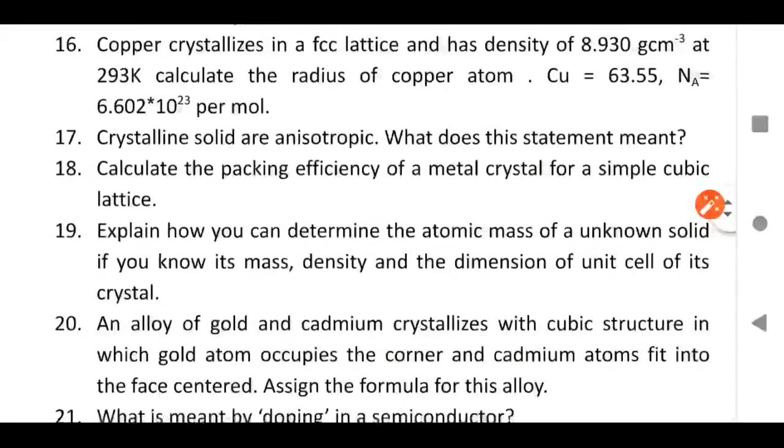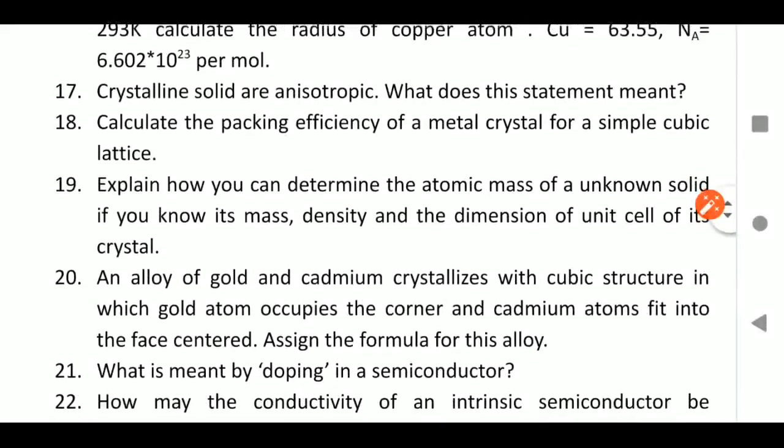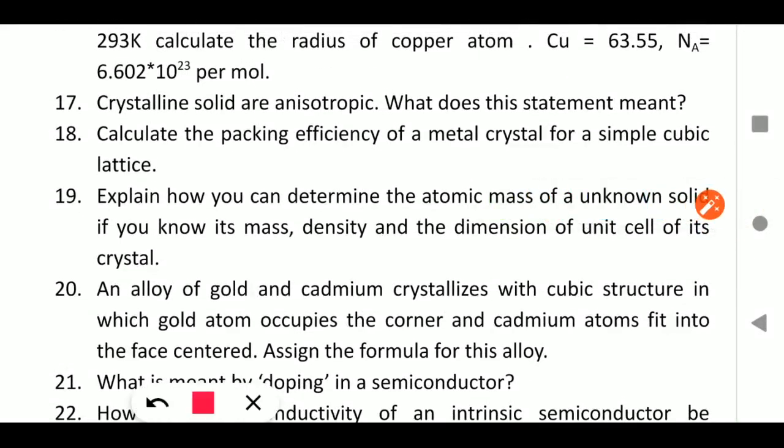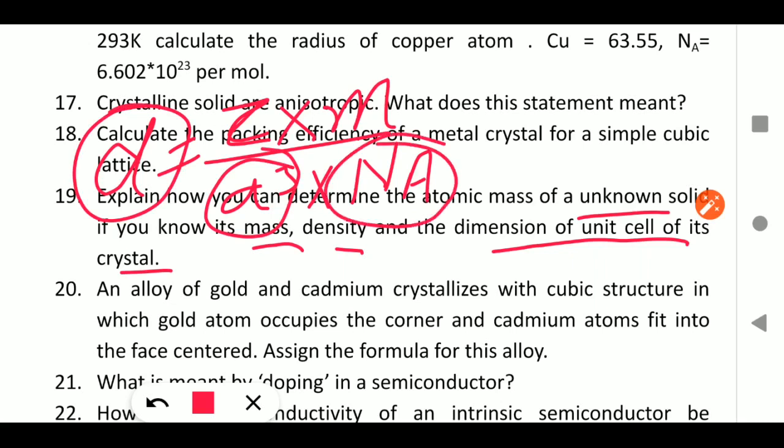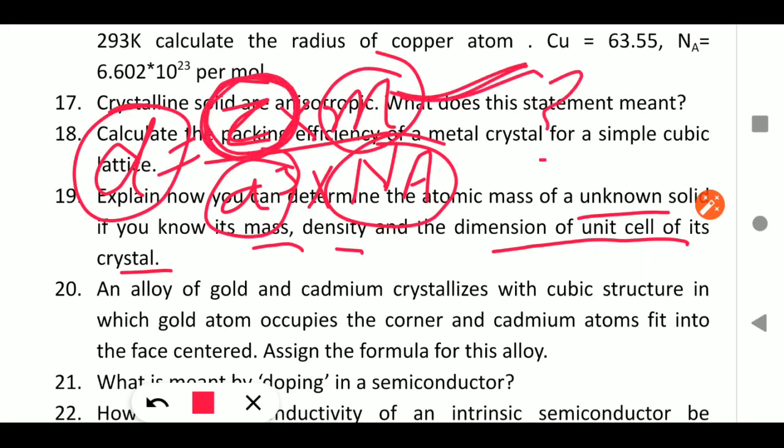Next is number 19. Explain how you will determine the atomic mass of an unknown solid if you know its mass, density and dimension of the crystal. Students, it is very easy. The examiner is asking for the formula: density is equal to Z into atomic mass upon a cube into Avogadro number. By knowing the density, the edge length and the number of particles in the given type of unit cell, we can find the atomic mass. Is it clear? You have to write the formula only.